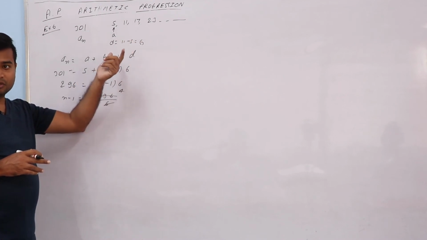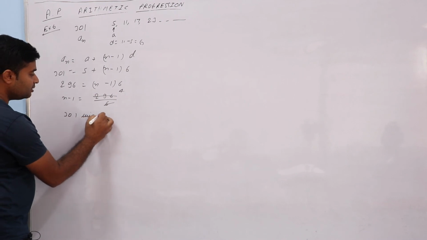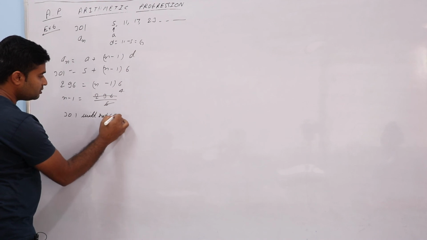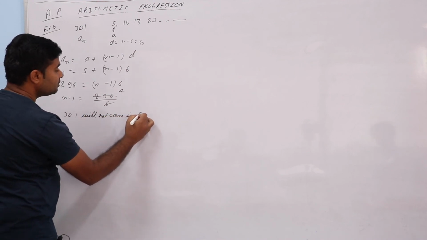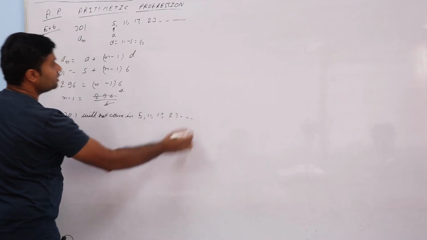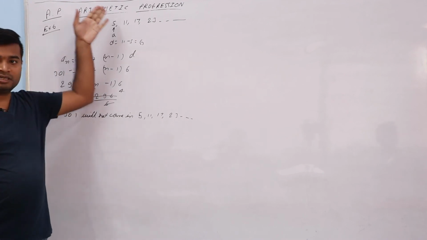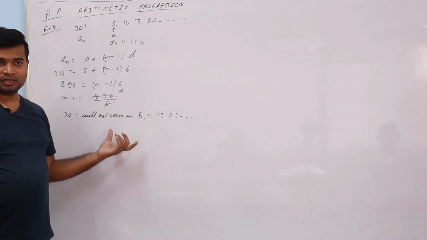So we write: 301 will not come in 5, 11, 17, 23. Done? Don't think that if a question is given, the number will come only. It may not come also.